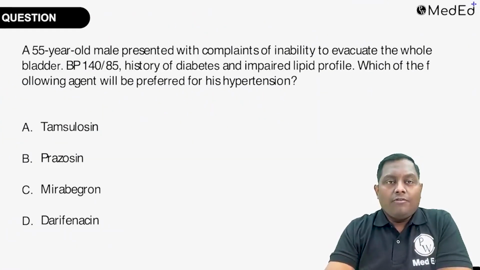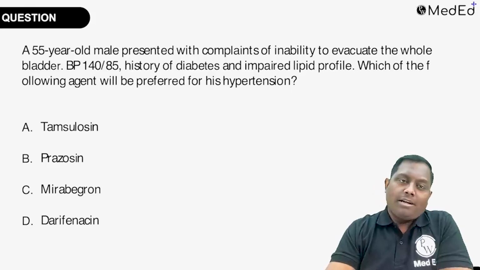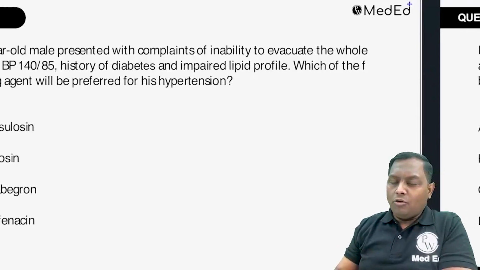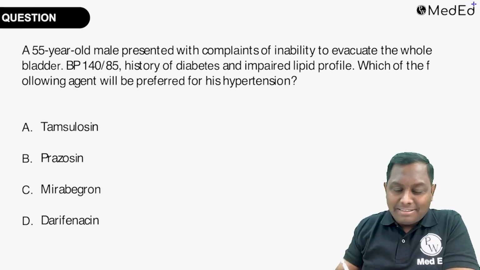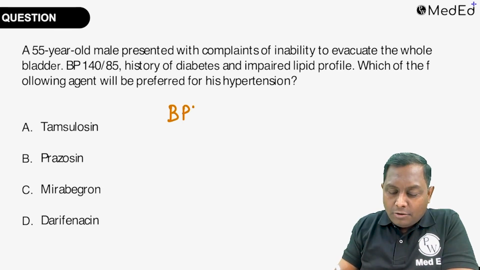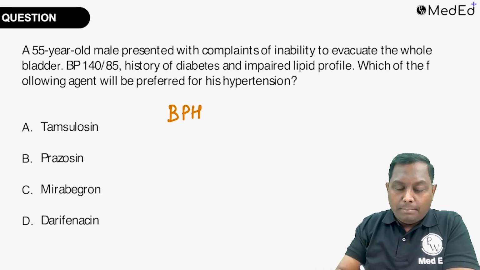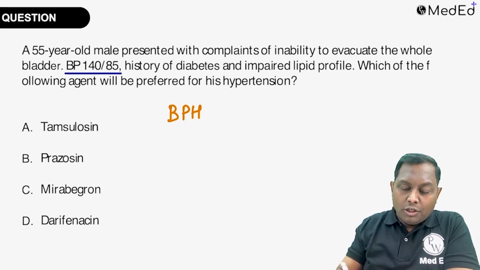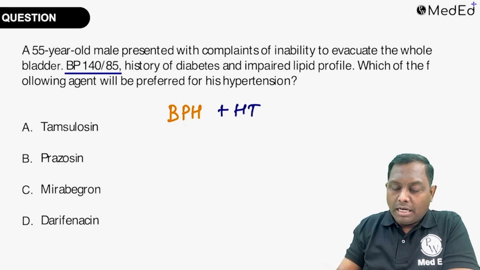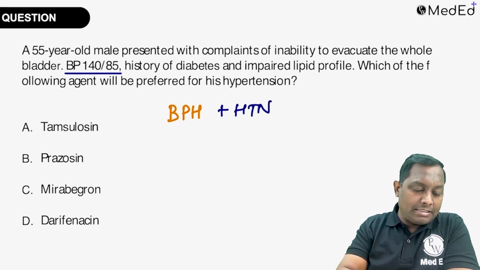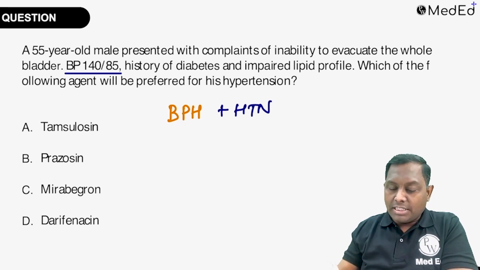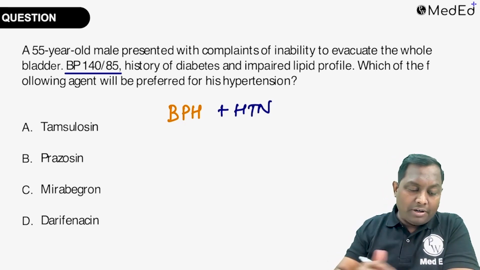Next question is about a 55-year-old male presented with complaints of inability to evacuate the whole bladder. Okay, so inability to evacuate the whole bladder, I think you can easily guess this scenario. This is actually going to be a case of benign prostatic hypertrophy, but this is not it. The BP is 140/80, so benign prostatic hypertrophy with hypertension. Plus there is impaired lipid profile and other things are also given. So in this case scenario, guys, remember impaired lipid profile and all.